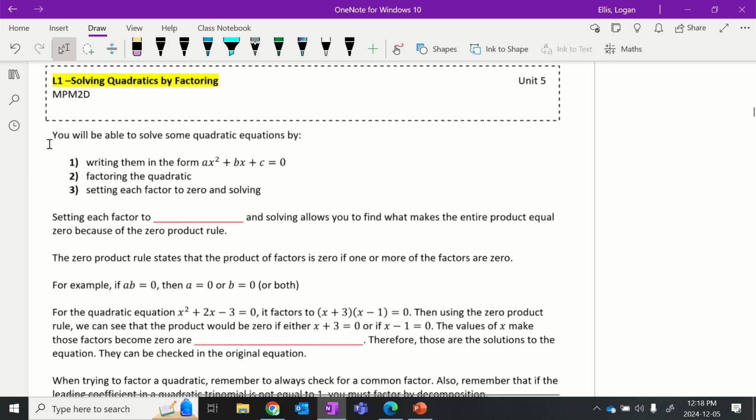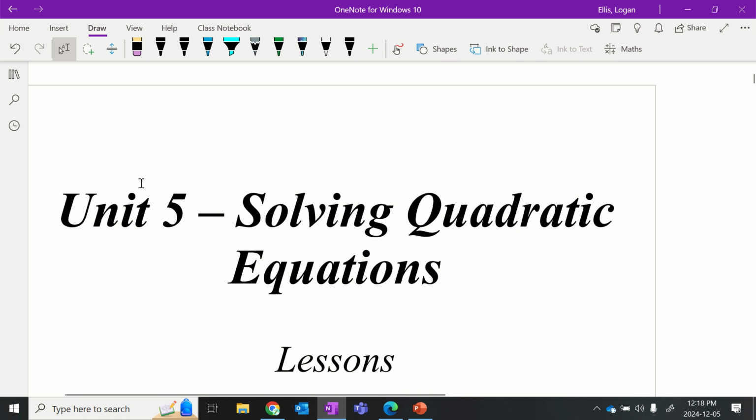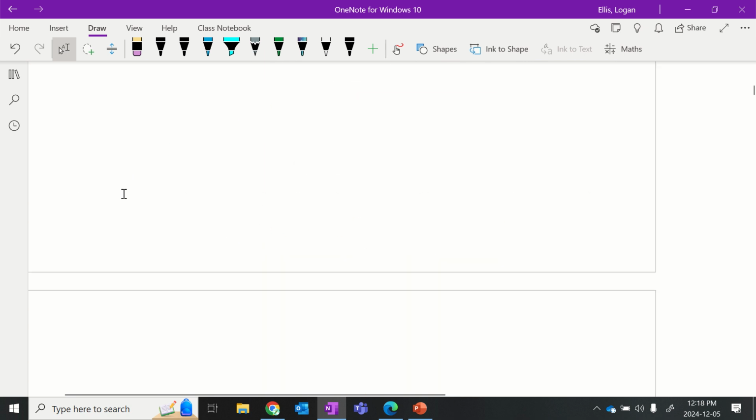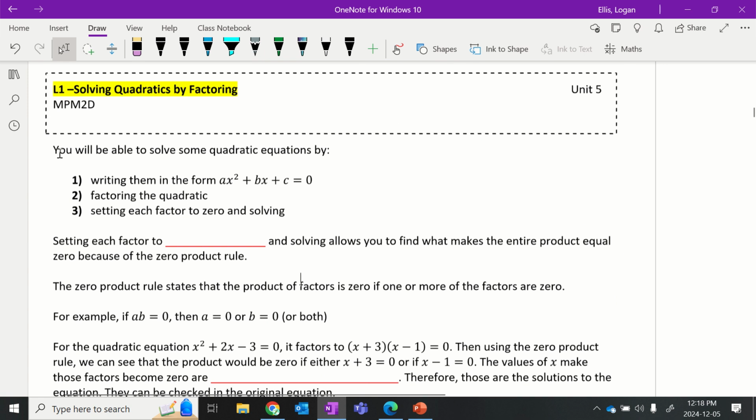Guys, so we're going to be starting lesson 1 in your chapter 5, unit 5, solving quadratic equations. So if you could open up your lesson book to that there, we're going to be talking about solving quadratics, and we're going to be doing that by factoring. You guys have done factoring in the past. Hopefully this is a bit of review, but basically you write your form like this.